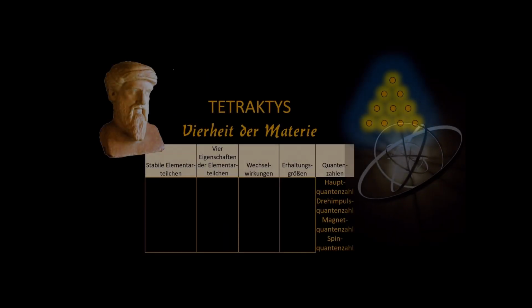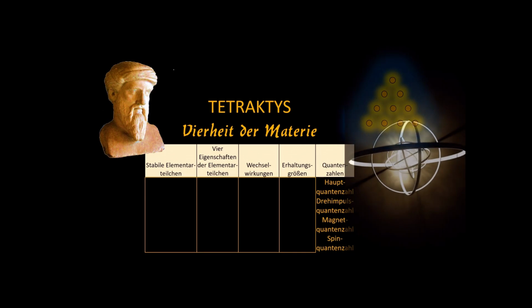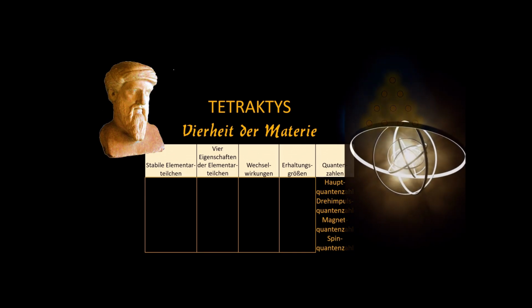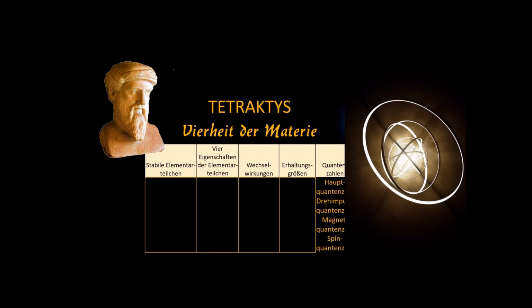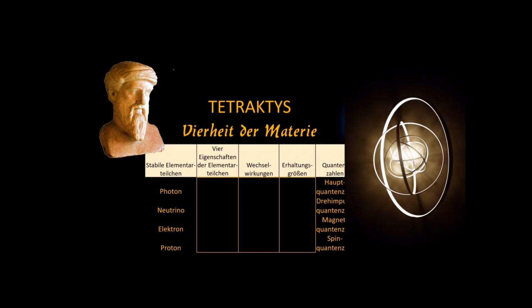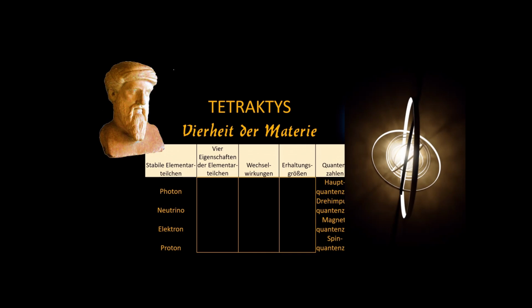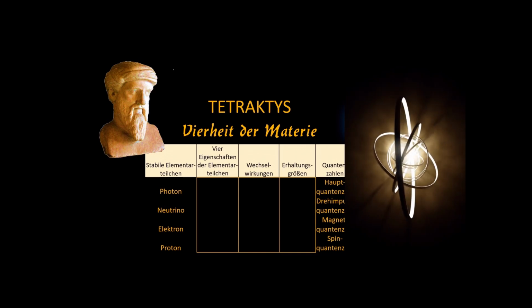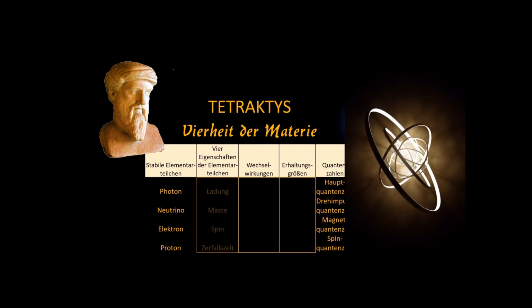There are four principal quantum numbers. There are also four basic forms of electron orbitals. There are only 4 of the elementary particles that are stable; they cannot spontaneously decay into lighter particles. These particles are the photon, quantum of light, the neutrino, the electron, which makes up the atomic shell, the proton, one of the building blocks of the atomic nucleus.